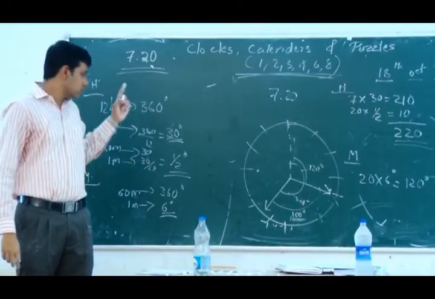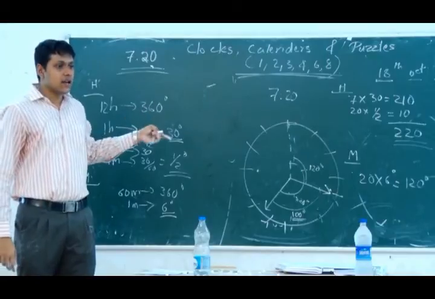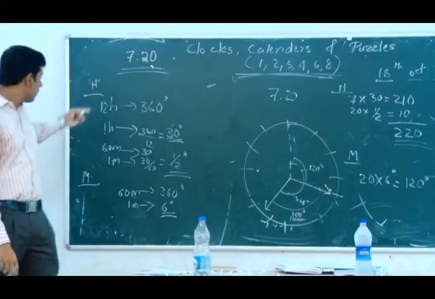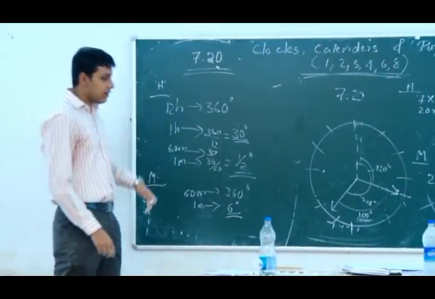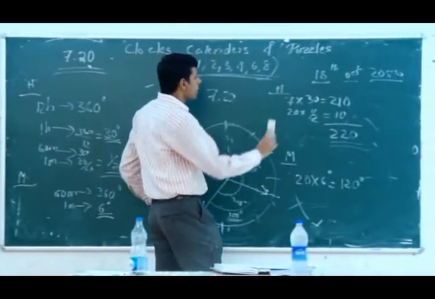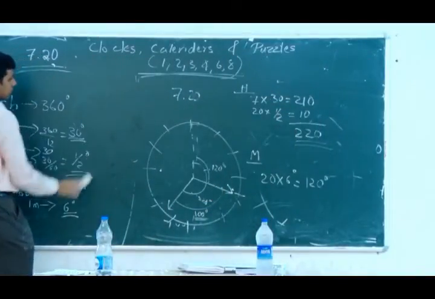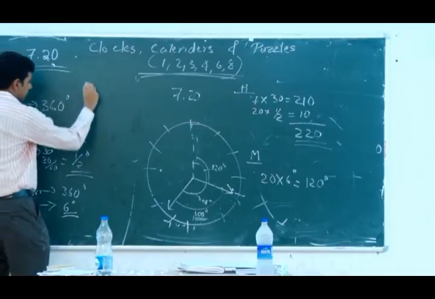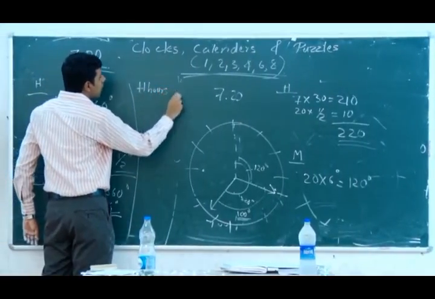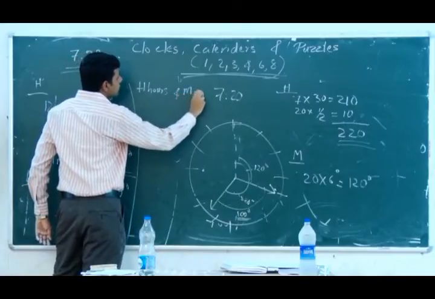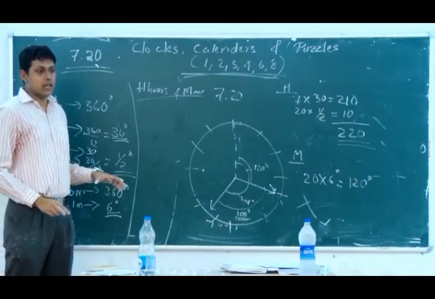We can draw the clock and solve this problem, or we can find a general expression from the formula that we have derived. So we are going to take h hours and m minutes.